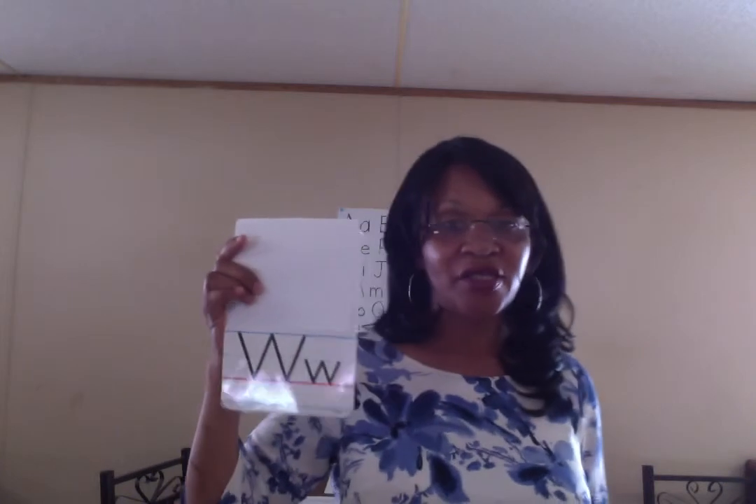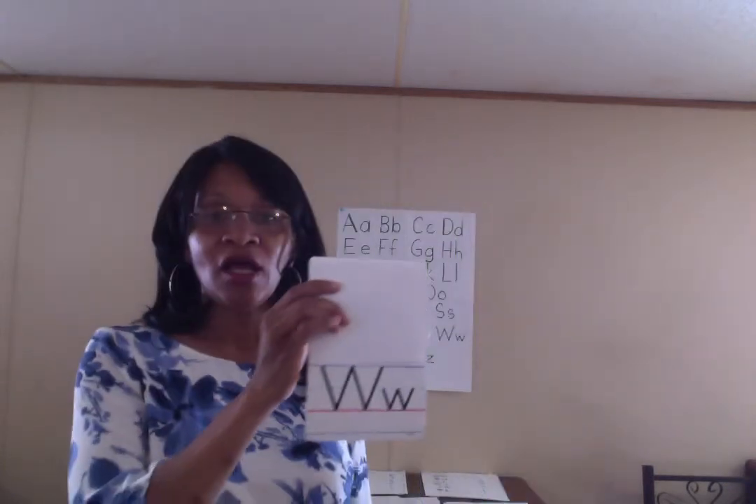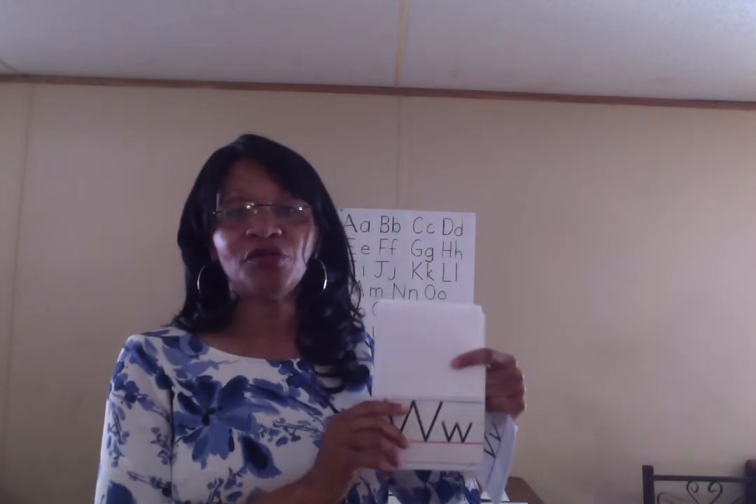And this alphabet is W. The sound that W makes is W. A word that starts with W is watermelon and wagon. And here's a picture of a wagon.